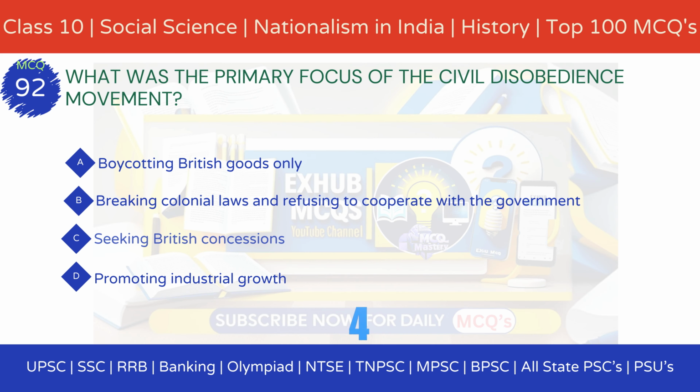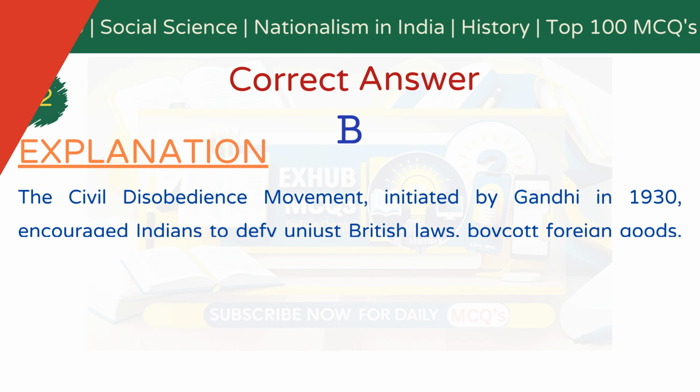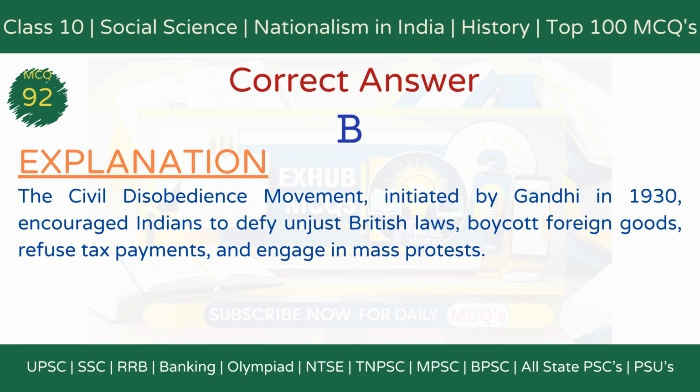The correct answer is option B, breaking colonial laws and refusing to cooperate with the government. Explanation. The civil disobedience movement, initiated by Gandhi in 1930, encouraged Indians to defy unjust British laws, boycott foreign goods, refuse tax payments, and engage in mass protests.